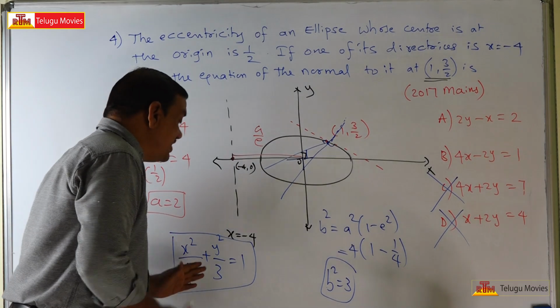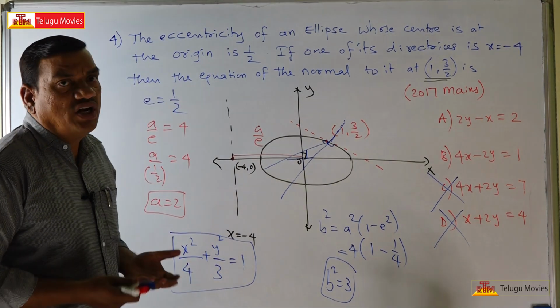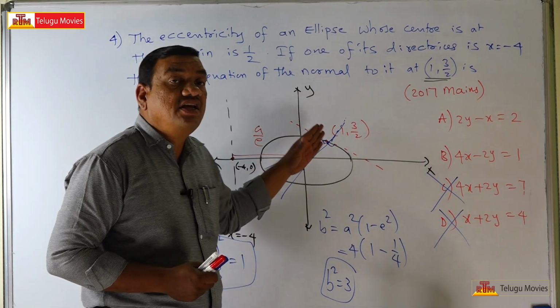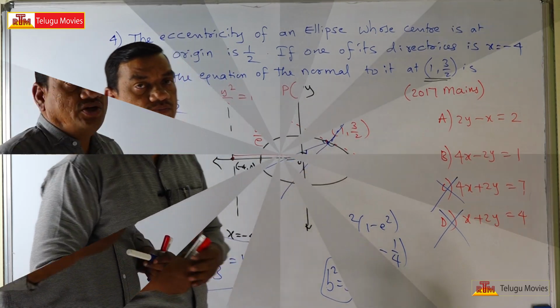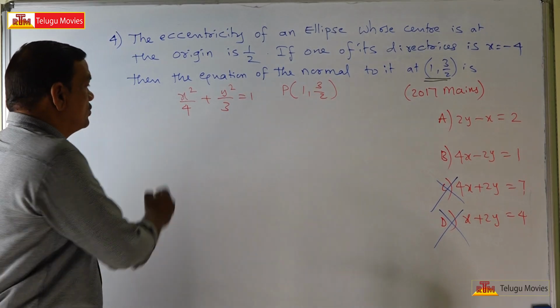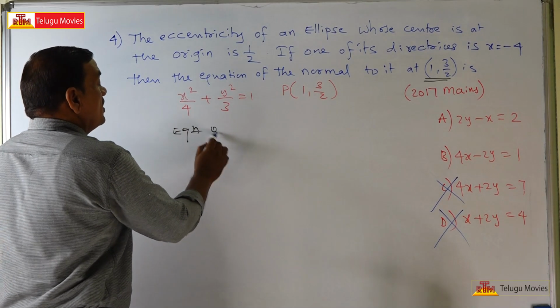After knowing the equation of the ellipse, we know the direct formula to find the equation of the normal. So let us find the equation of the normal. Dear students, let us continue the solution. So what is the equation of the normal?